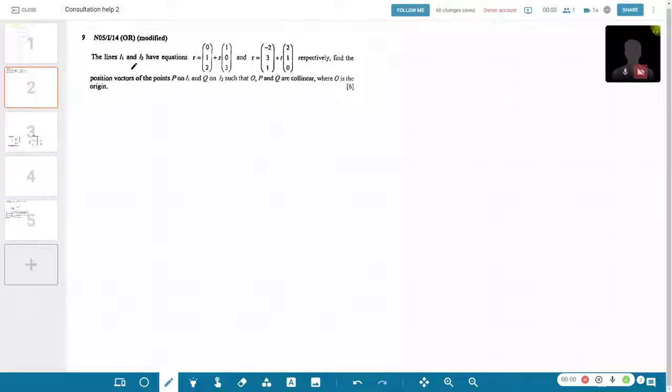Okay, so this question is about vector lines and collinearity. For the lines L1 and L2, these two equations are given to you. Find the position vectors of the points P on L1 and Q on L2 such that O, P, Q are collinear. Collinear means that they are going to be a straight line.